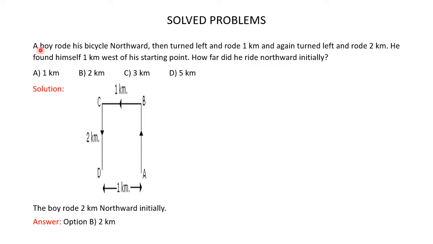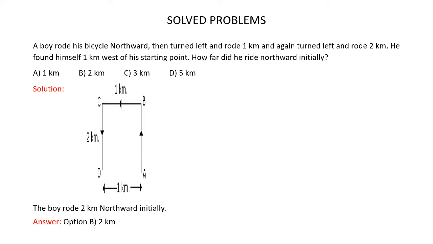A boy rode his bicycle northward, then turned left and rode 1 kilometer, and again turned left and rode 2 kilometers. He found himself 1 kilometer west of his starting point. How far did he ride northward initially?